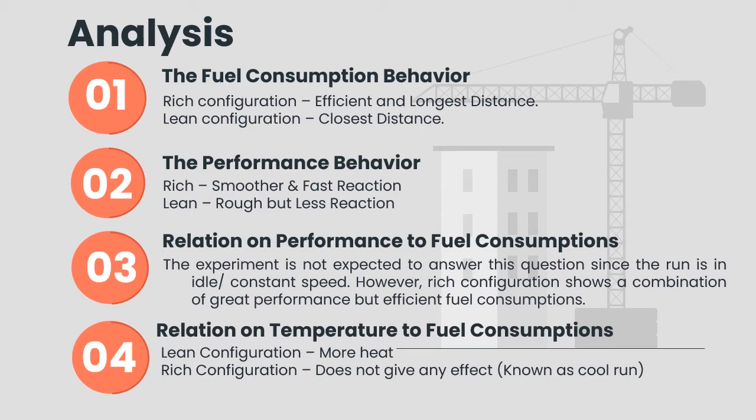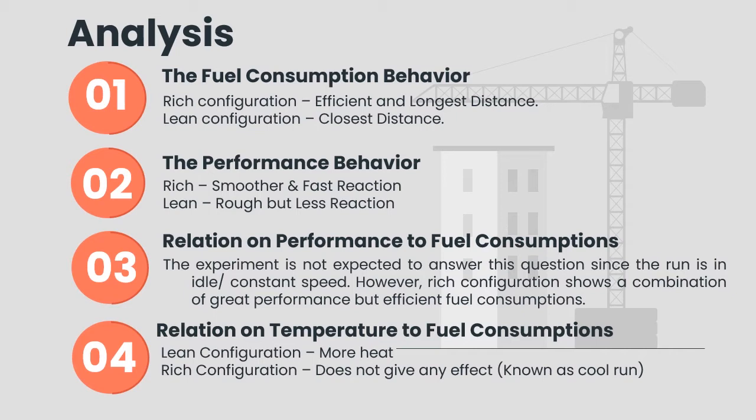For the first point, the fuel consumption behavior. Observing from the experiment data, it is found that the rich configuration is more efficient and covers the longest distance compared to the other settings. The lean configuration is found to be the least efficient, with the closest distance covered.